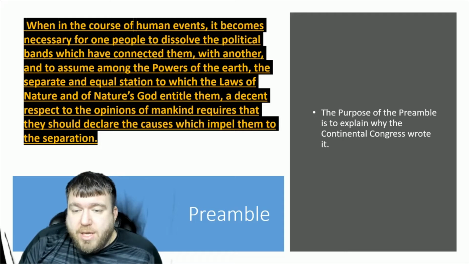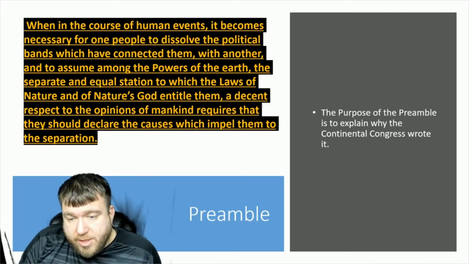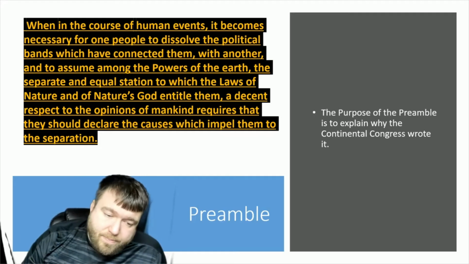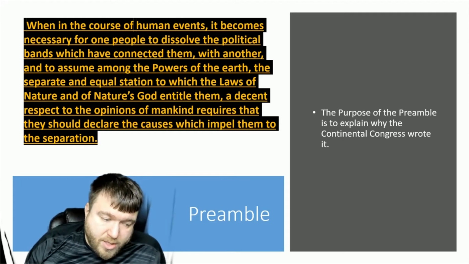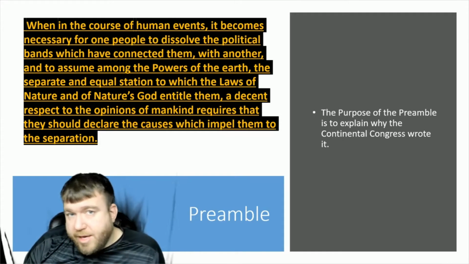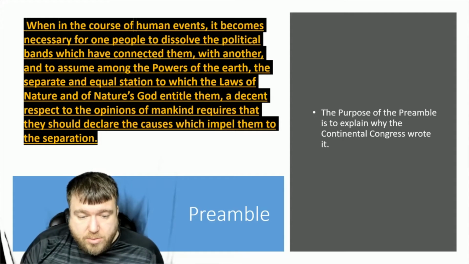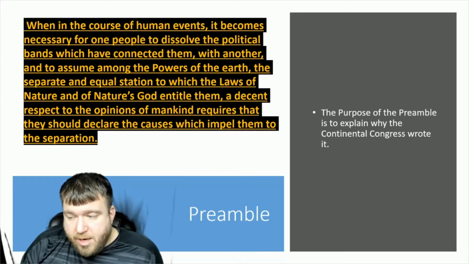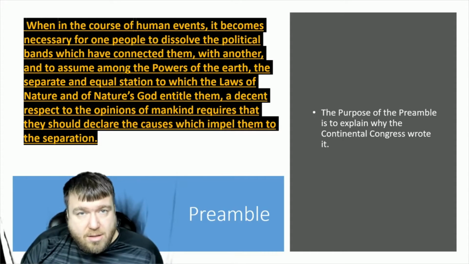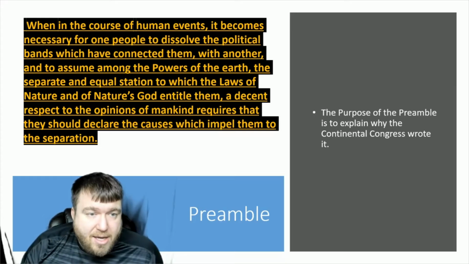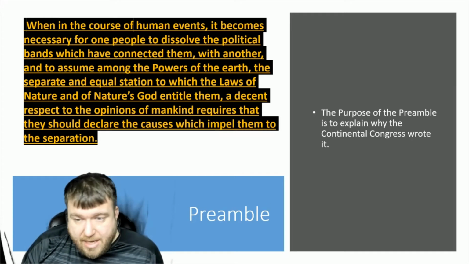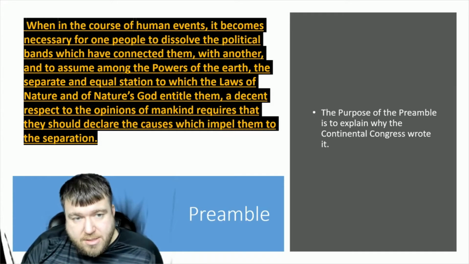So the purpose of the preamble, and what that all says, is to explain why the Continental Congress wrote it. You know, whenever this document was written as sort of a letter to King George in Britain. So the first part of it is kind of preparing him for what he's going to read and what the document says, like what its purpose is and why they wrote it.